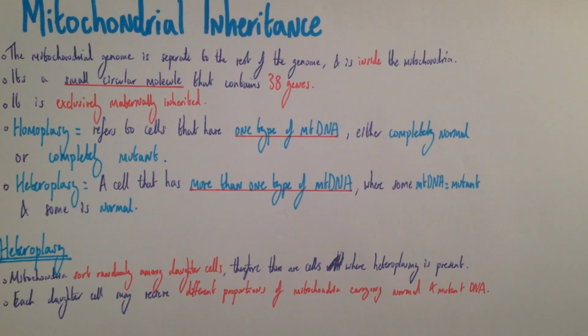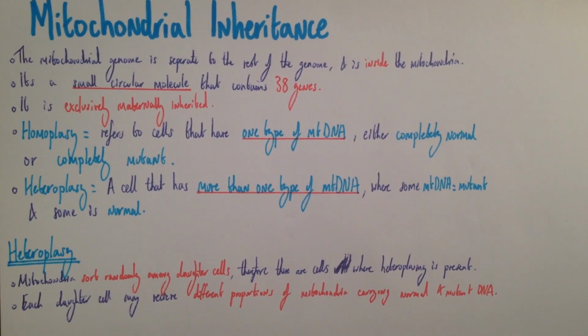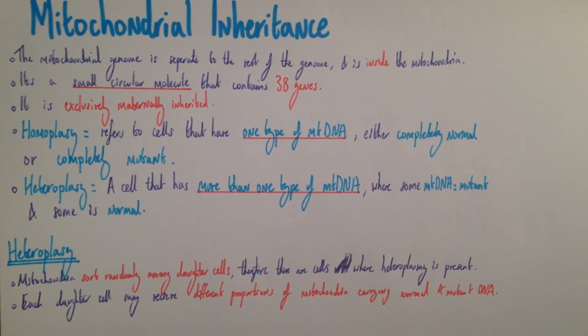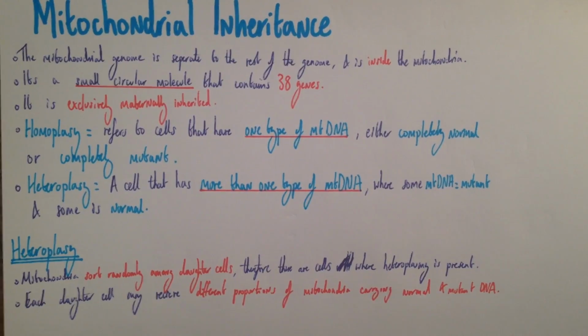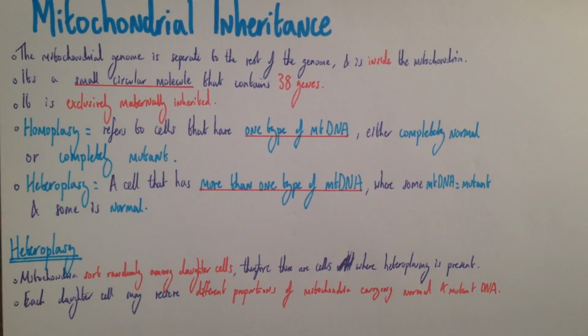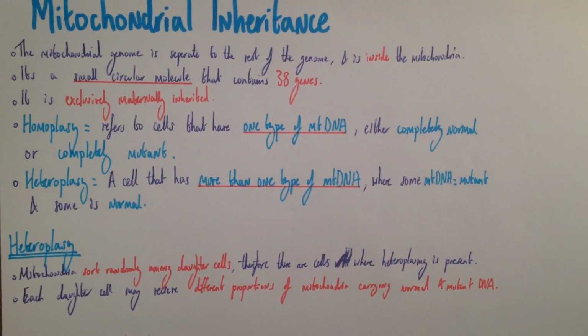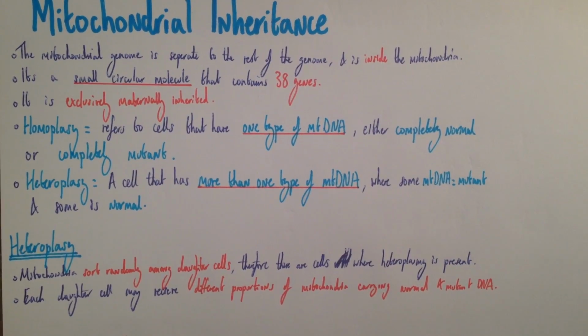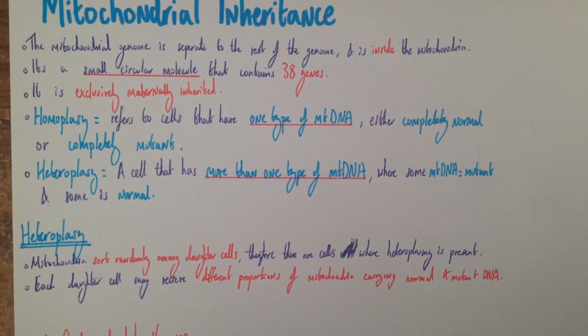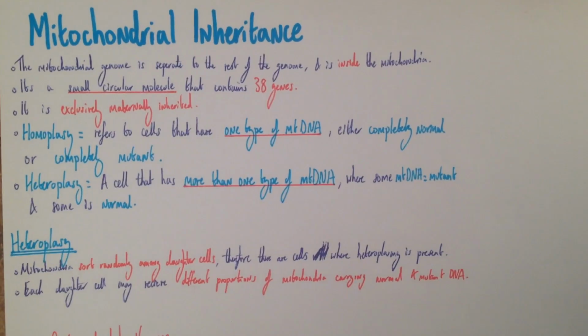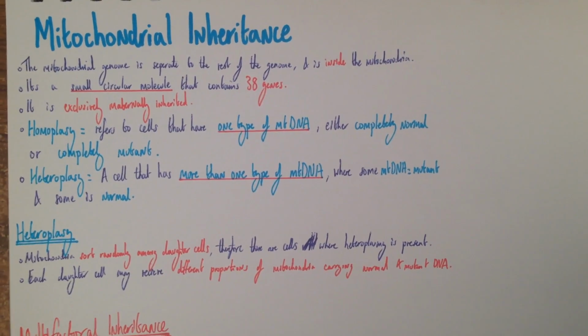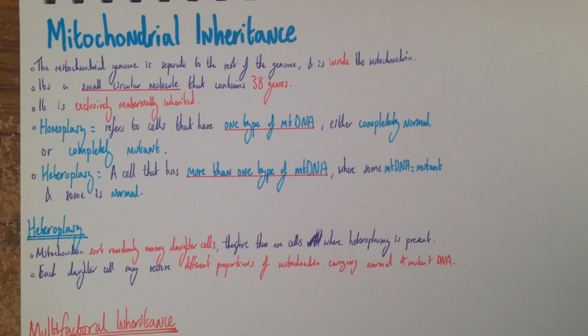Homoplasmy refers to cells that have one type of mitochondrial DNA, which is either completely normal or completely mutant. Heteroplasmy, on the other hand, refers to cells that have more than one type of mitochondrial DNA, where some mitochondrial DNA are mutant and some are normal. And I'm going to try and get you a picture of this. Let's see.